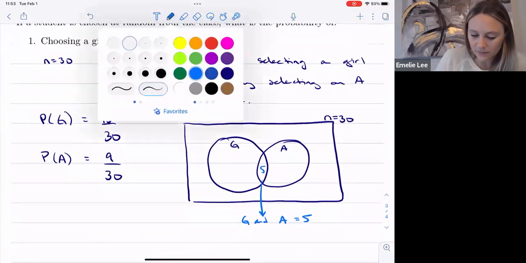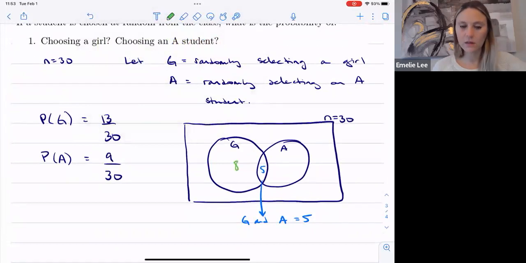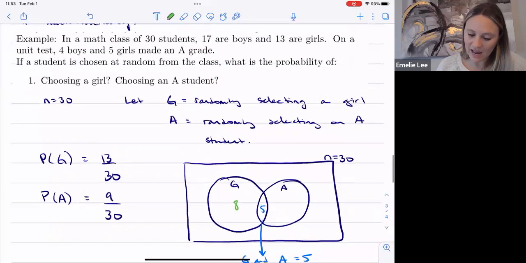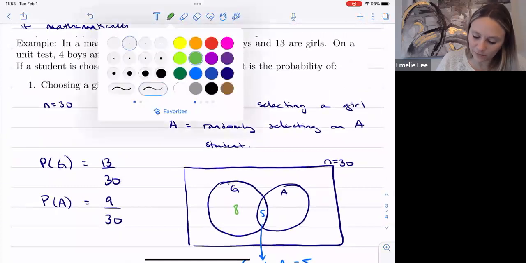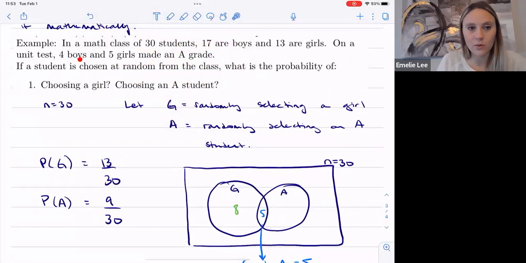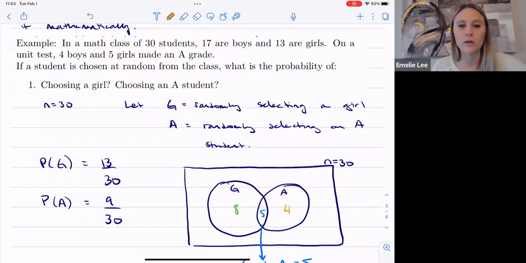So then here I have 8 girls that did not get A's. And what I had, 4 boys that got an A, but the boys aren't girls. And so here I have 4.